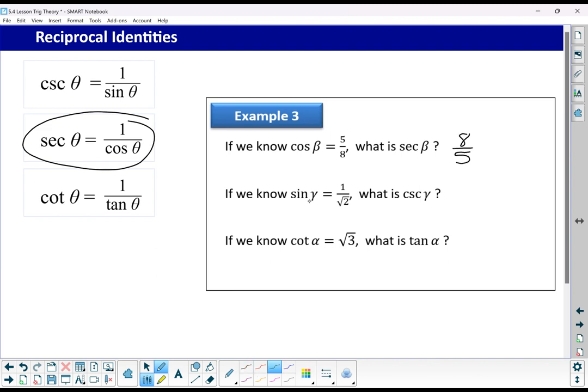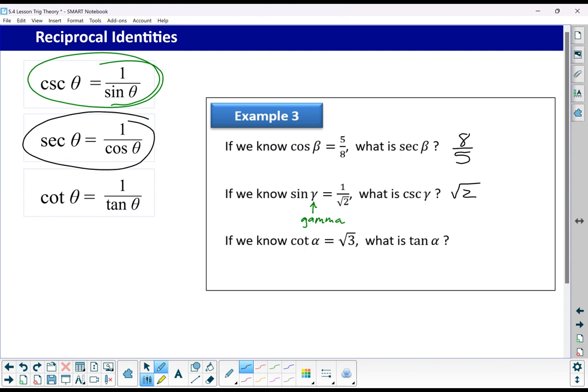If I know the sine of gamma, this is the Greek letter gamma, is 1 over root 2, then that means the cosecant of gamma would be the reciprocal. So that would be root 2. You could write root 2 over 1, but it's not necessary to write over 1. It is just root 2.